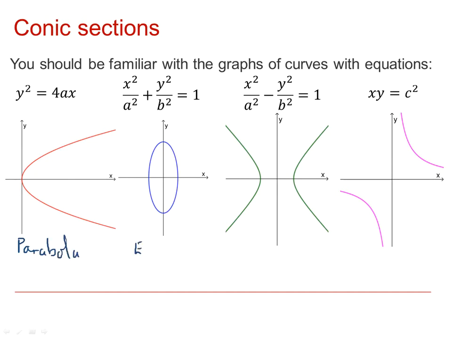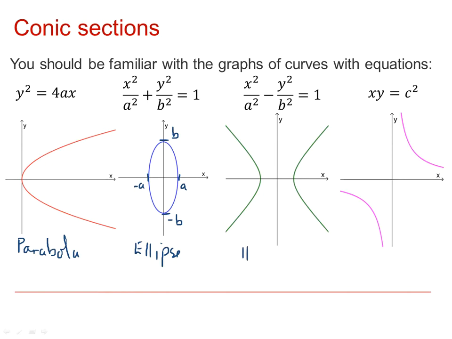Second, the ellipse, and the ellipse crosses the axes. The y-axis, so when x is equal to 0 we get the y values being negative b and b, and then when y is equal to 0 it crosses the x-axis at negative a and a.